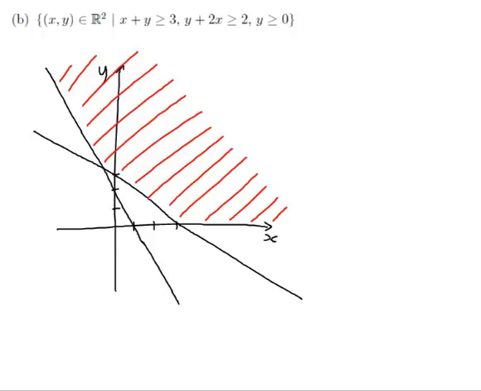So let's have a look. Where are the corners of this set? Well, there's one here, and there's one here. So we already found those vertices before. Vertices are minus 1, 4 and 3, 0. So that's part B done. We've drawn the set and we've found the vertices. Now we just need part C.